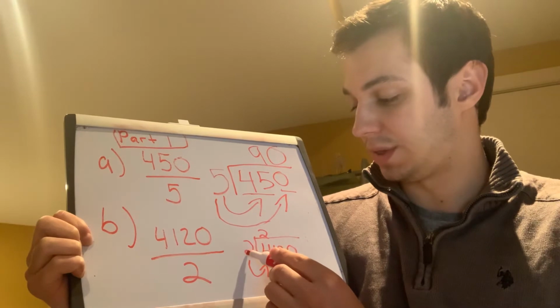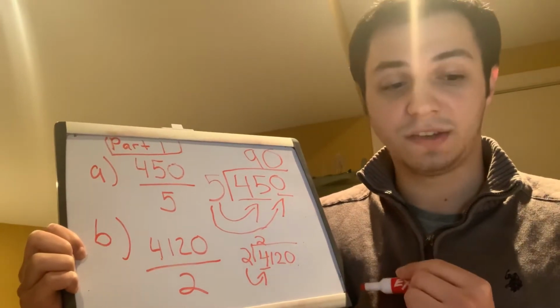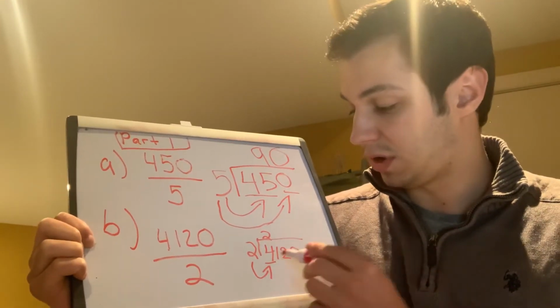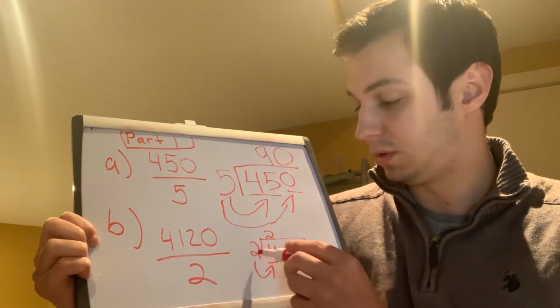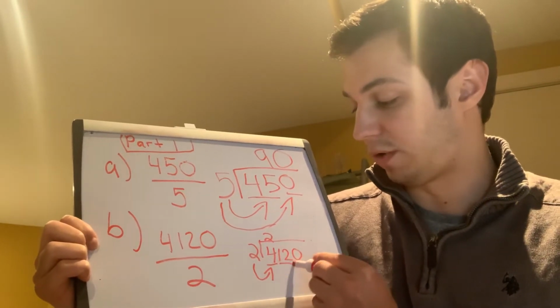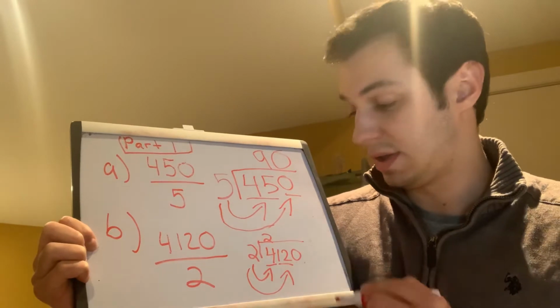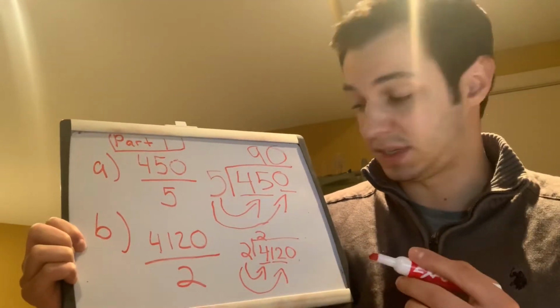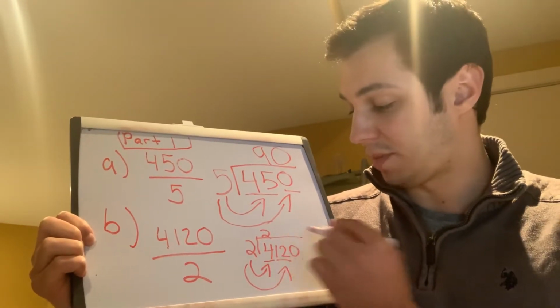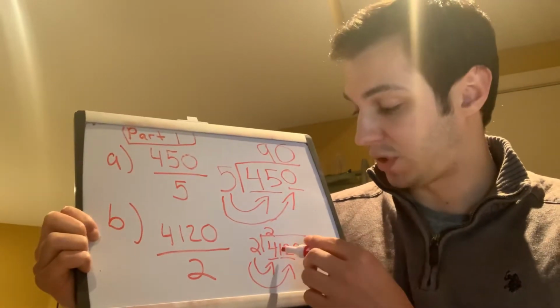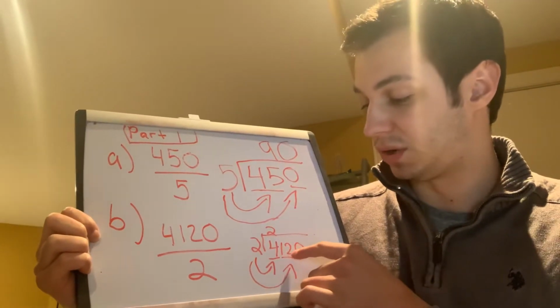Now I'm going to look at the 2 and the 1. We can't divide 2 into 1, so I'm going to look at the next number as well. So can 2 divide into 12? Yes, it can. How many times? 6. So on top, instead of writing 6, I have to write 06 because there are 2 digits.